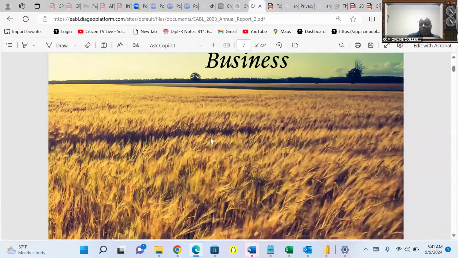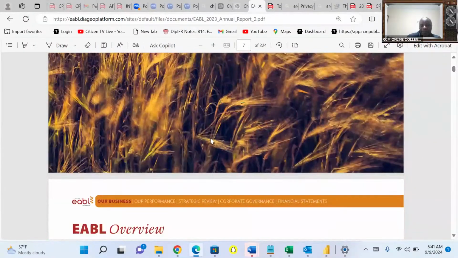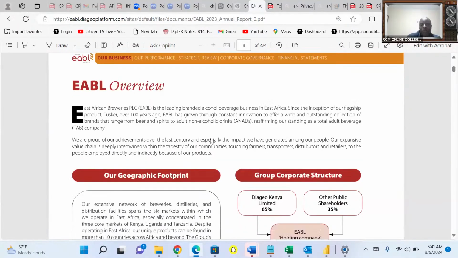So our business, very, very important. Our business. EABL overview. EABL is the leading branded alcohol beverages business in East Africa. Since the inception of our flagship product, Tusker, over 100 years ago, EABL has grown through constant innovation to offer a wide and outstanding collection of brands that range from beer and spirits to adult non-alcoholic drinks, reaffirming our standing as a total beverage TAB company.